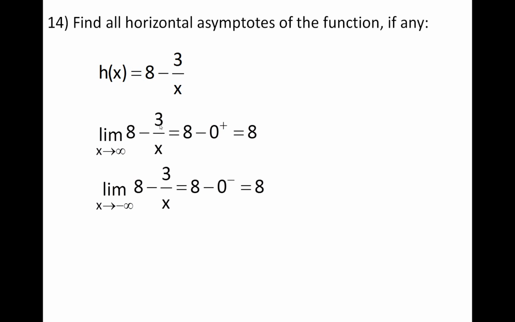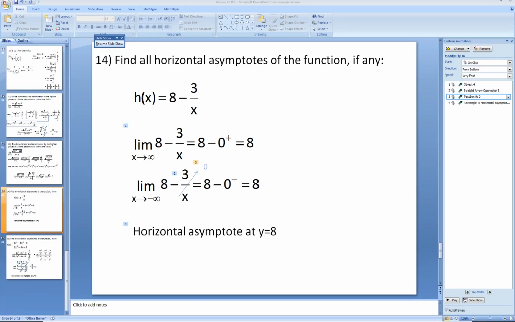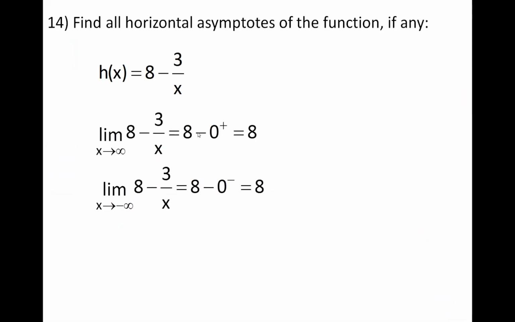3 over x, well, 3 is fixed. x is growing without bound, so 3 over x as x goes to infinity goes to 0. So this limit is 8 minus 0, which is 8. And as x goes to negative infinity, it's the same result. 3 over x as x gets really large without bound, this ratio goes to 0. So again, we end up with 8.